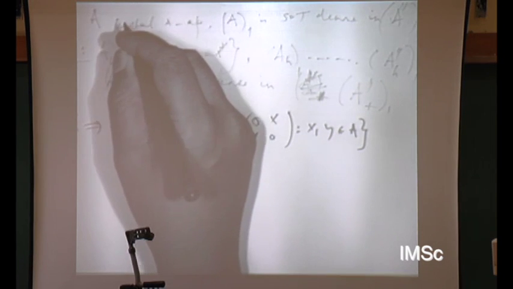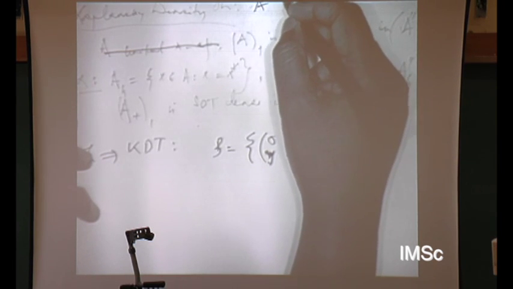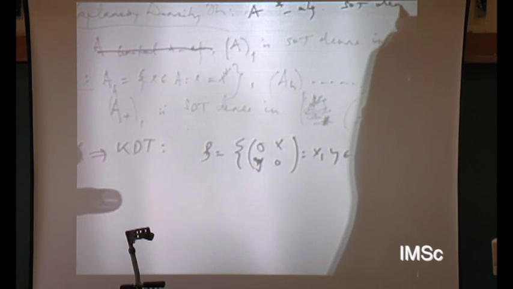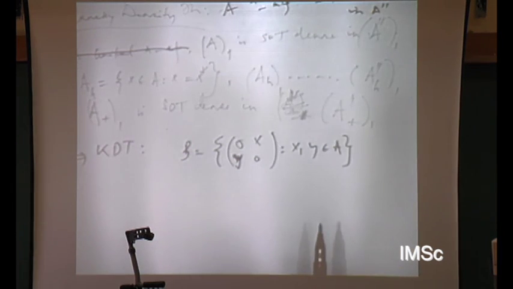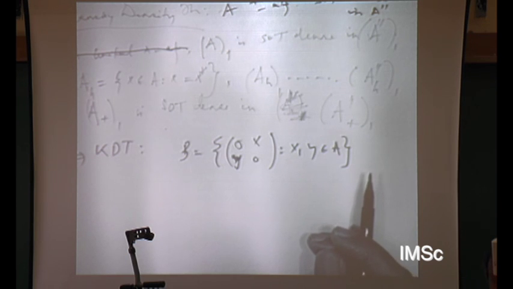No, sorry, I'm wrong. The theorem is not unitary. Assume that A is a star algebra which is SOT dense in A double prime. A does not have to have a unit for this condition to be satisfied. For example, finite rank operators are SOT dense in B of H.